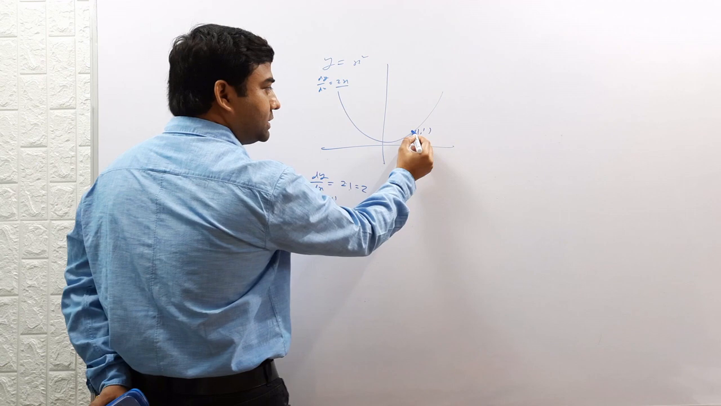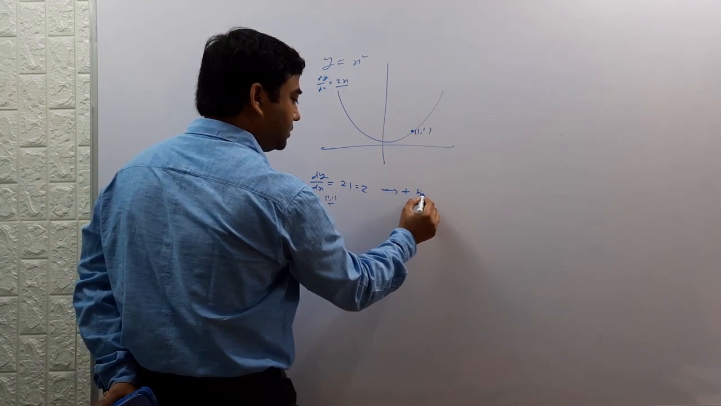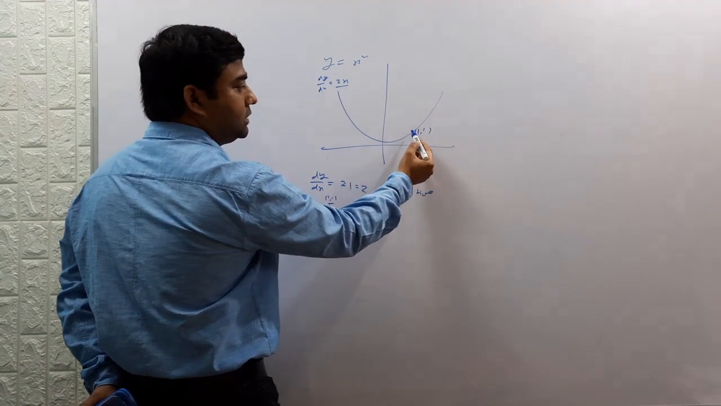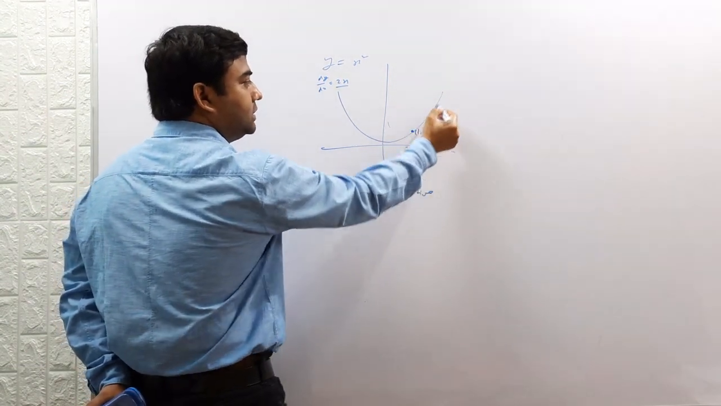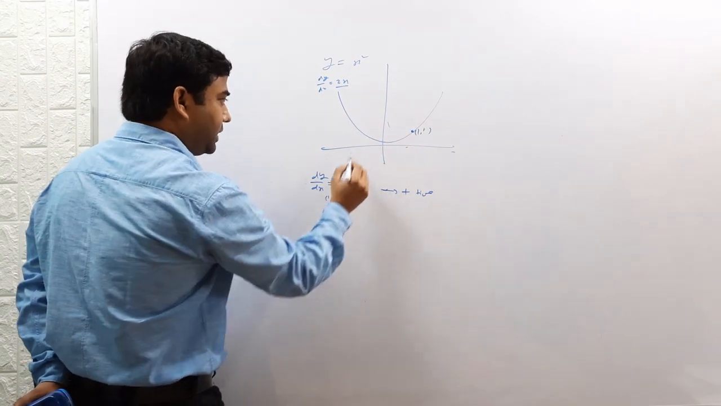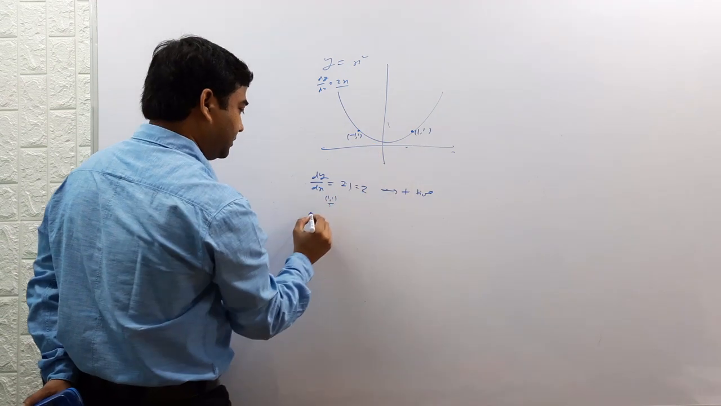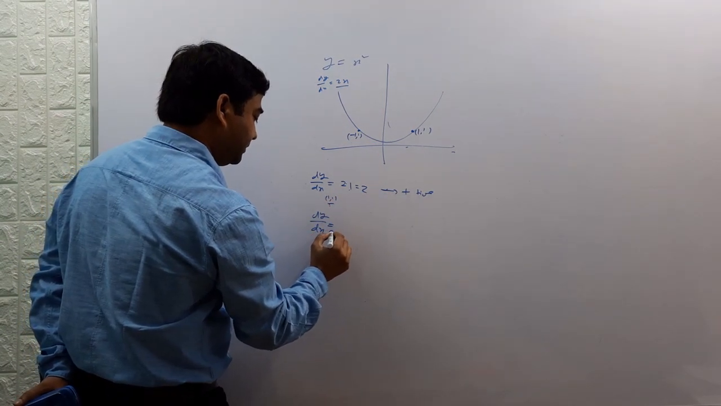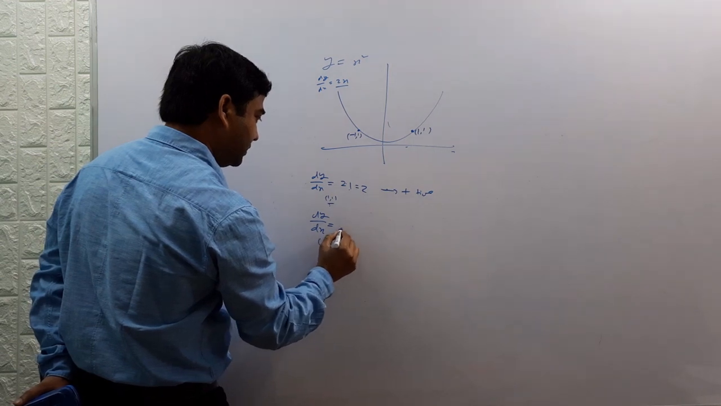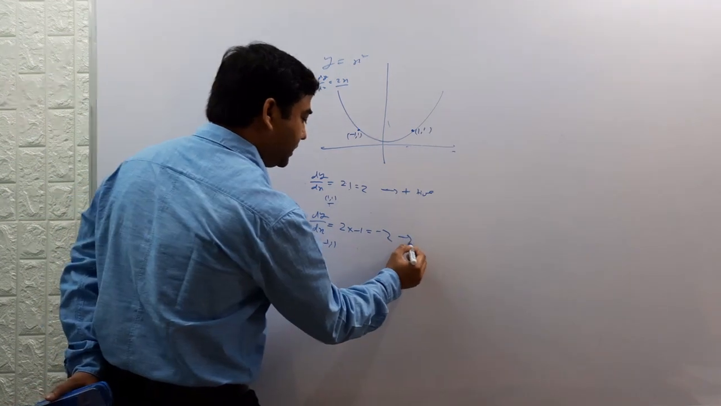So at this point the function is increasing, which is positive. You can see with increasing value of x, the value of y is increasing. Similarly, at the point (-1, 1), dy over dx is equal to 2 into -1, which is -2. It is negative.